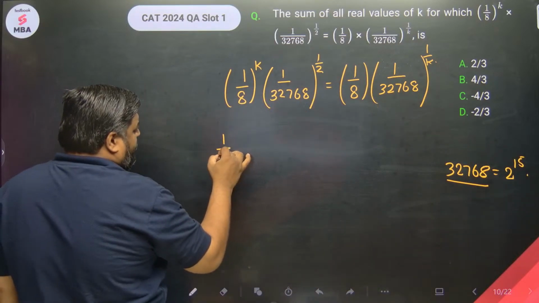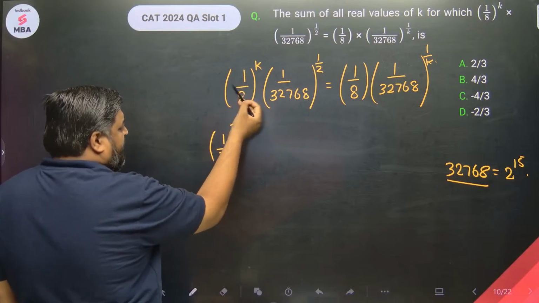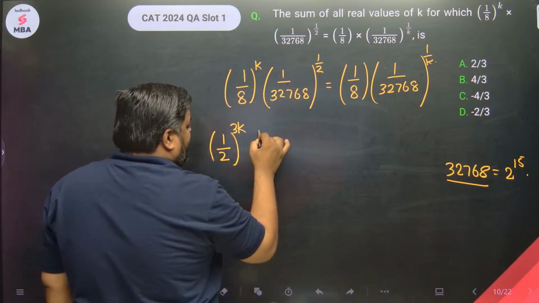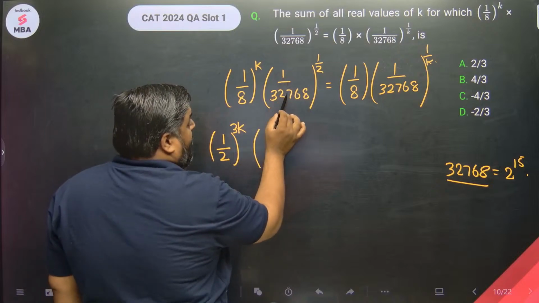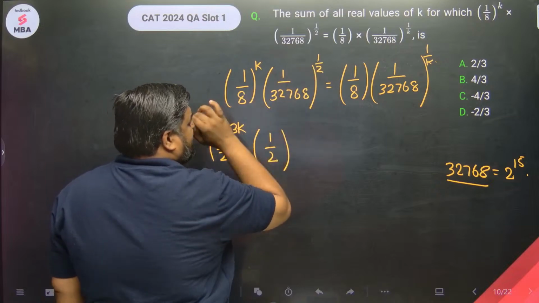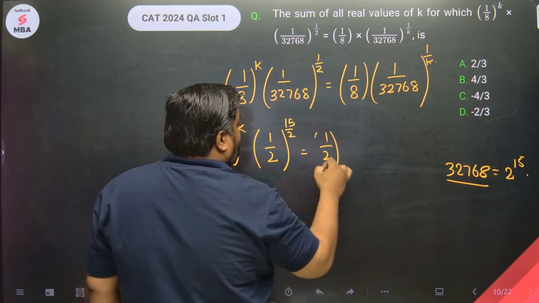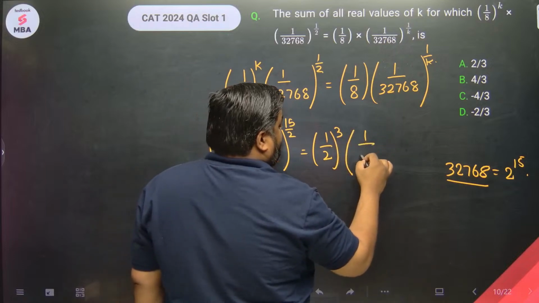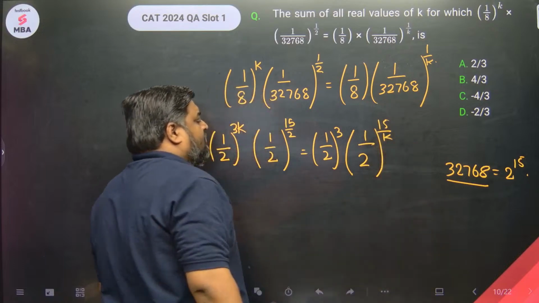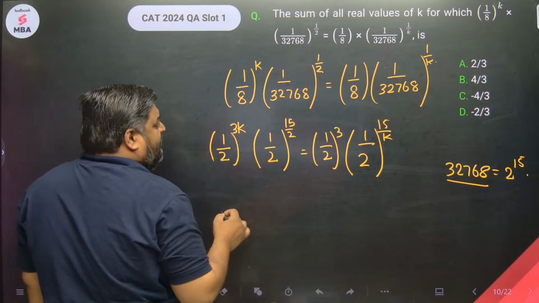So this is 1 by 2 cube, so this would be 3k. 1 by 8 can be written as 1 by 2 cube, and that 3 would be multiplied with the power k. Similarly, this can be written as 1 upon 2 raised to the power 15, so this can be written as 1 by 2, and 15 will come, multiplied with it, 15 by 2, right? And this is again 1 by 2 cube, and this is 1 by 2, the 15 will come outside as 15 by k. Sorted? Say yes sir, yes sir.